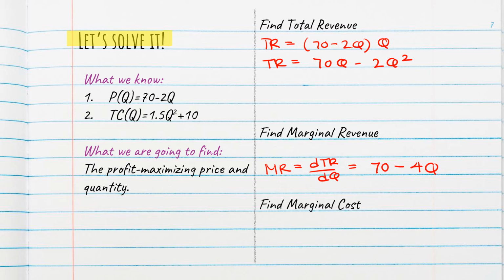We also need to find marginal cost if we're ultimately going to set marginal revenue equal to marginal cost. Marginal cost is just the derivative of the total cost function with respect to Q. So taking a look at our total cost function over here, when we bring down the 2 from the Q squared term, it multiplies by the 1.5 and becomes 3. And the power is reduced by 1. And that 10 is a constant, so it drops out. So we found total revenue, and then marginal cost.